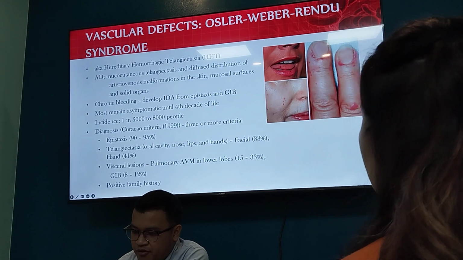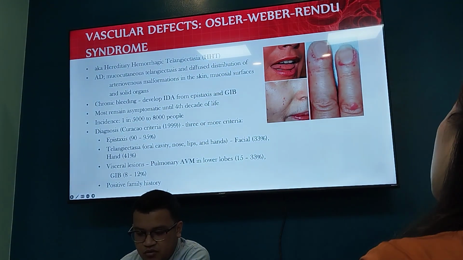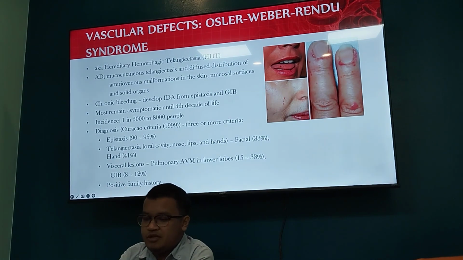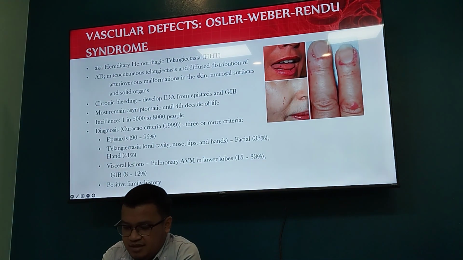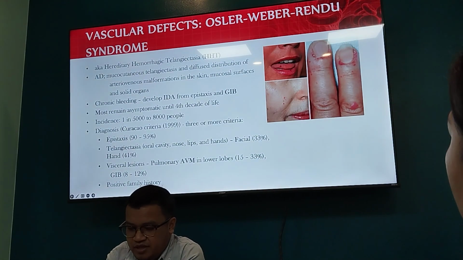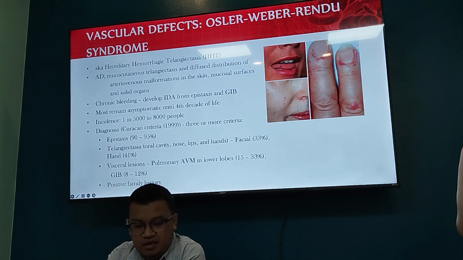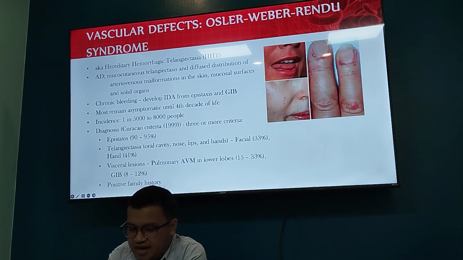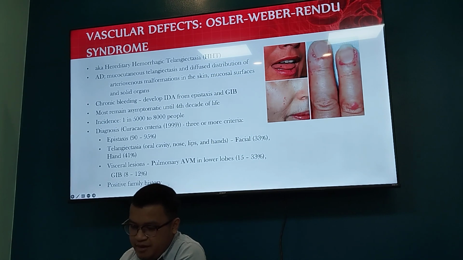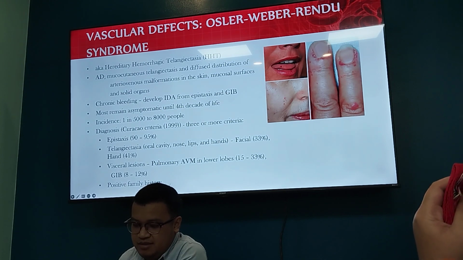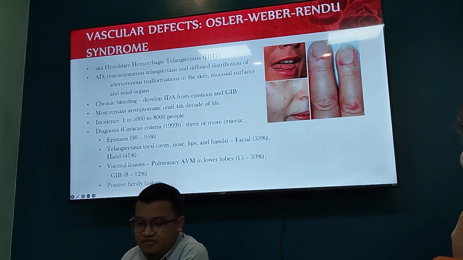So the incidence of HHT is about 1 in 5,000 to 8,000 people across the globe. The Curaçao criteria in 1999 was set to establish the clinical diagnosis of HHT. A positive screen would be 3 or more criteria and confirms the diagnosis of HHT, and specifically: epistaxis, which presents around 90 to 95% of the time, telangiectasia in the oral cavity, nose, lips, and hands, visceral lesions, and a positive family history.